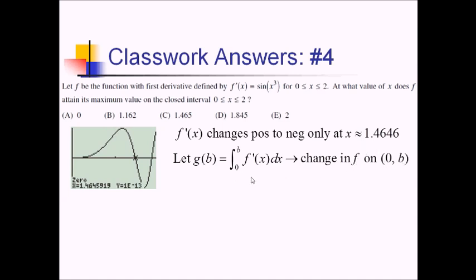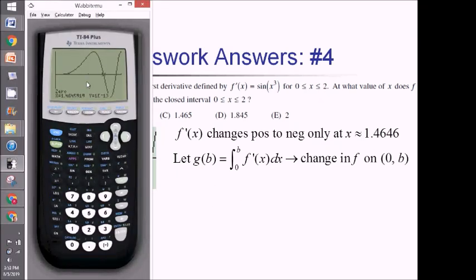So I'm just going to basically plug the endpoints 0 and 2 and also this 1.5 or 1.4646 critical value into my g function, and whatever gives us the biggest number, that's going to be the biggest change in f, so that would tell us where the maximum value of f has to be. So let me plug this in the calculator.